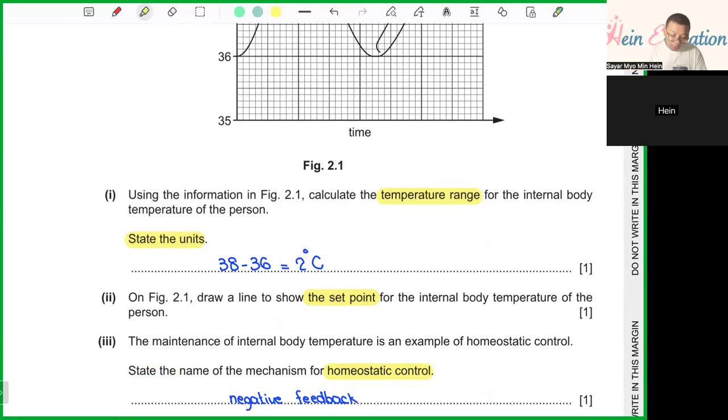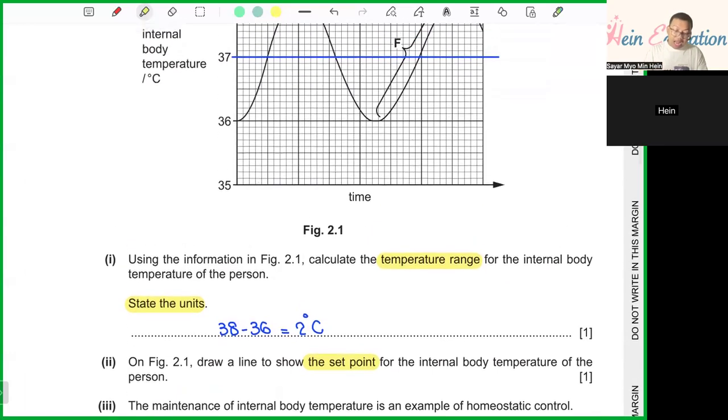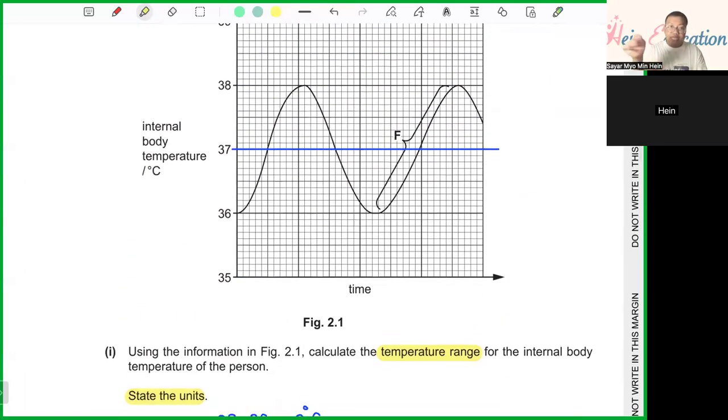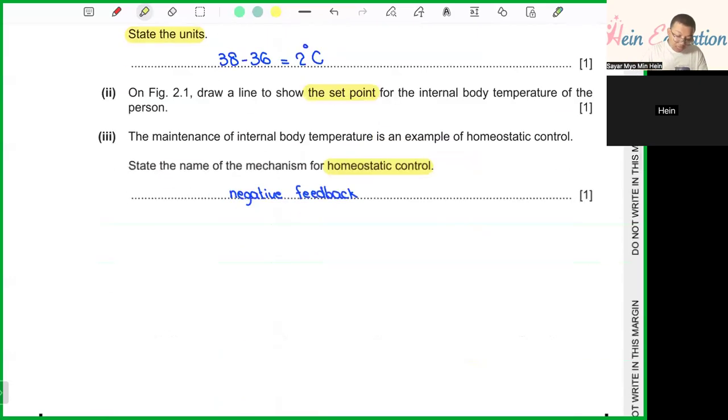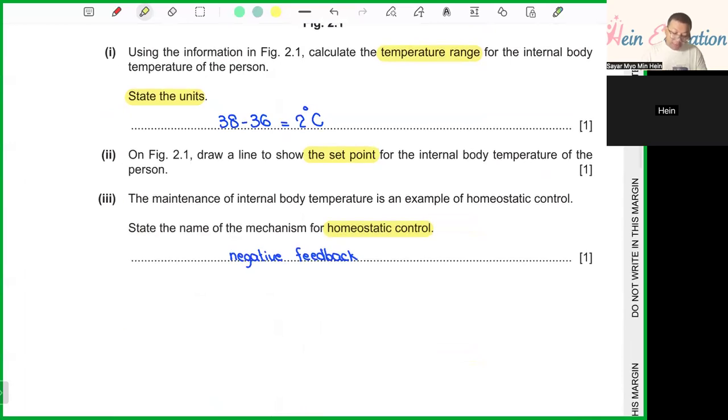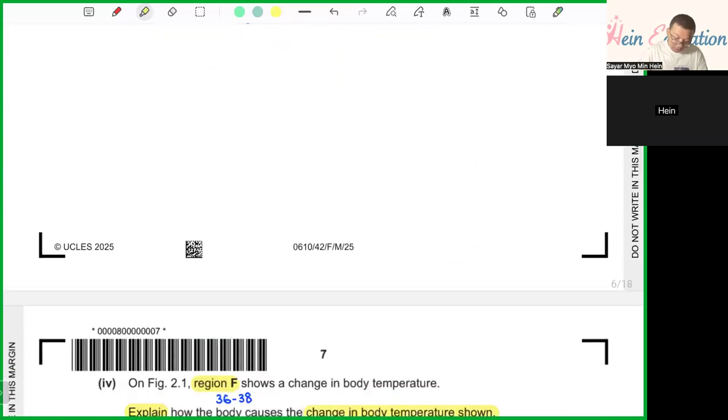And on figure 2.1, draw a line to show the set point, right? The set point is the normal body temperature of mammals or of a person, which is 37 degrees Celsius. So I drew a line through 37 degrees Celsius. That will be the set point, right? And then state the name of the mechanism for homeostasis control. It's simple. It is negative feedback.